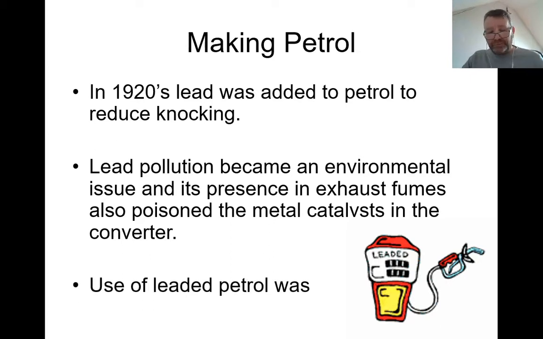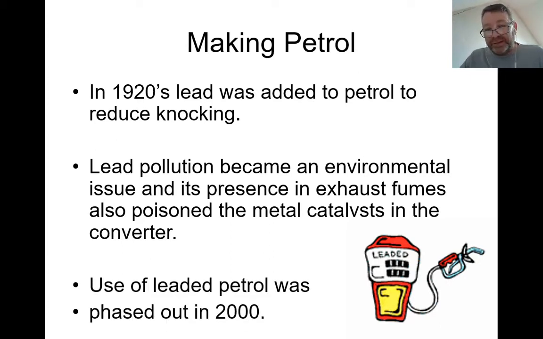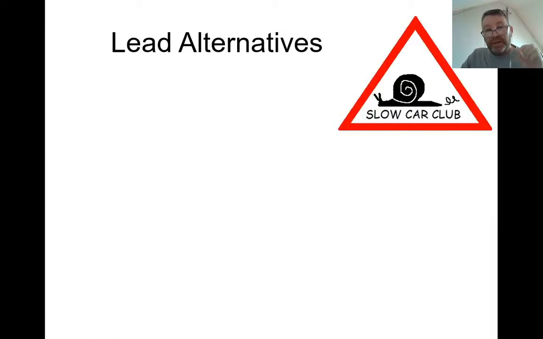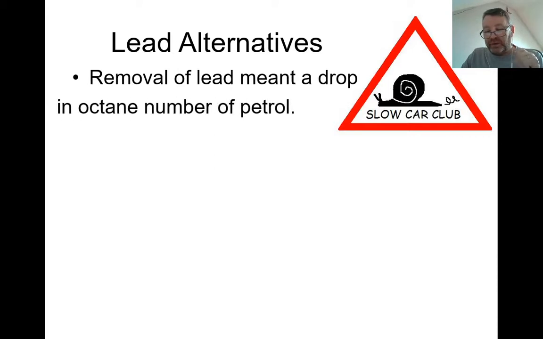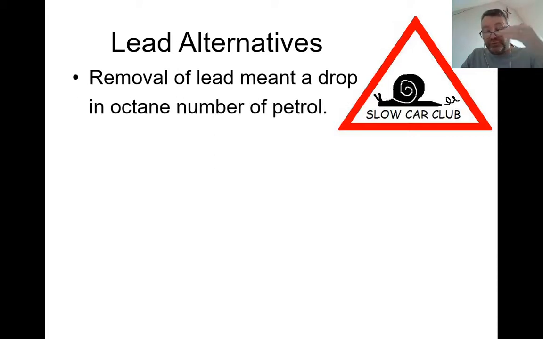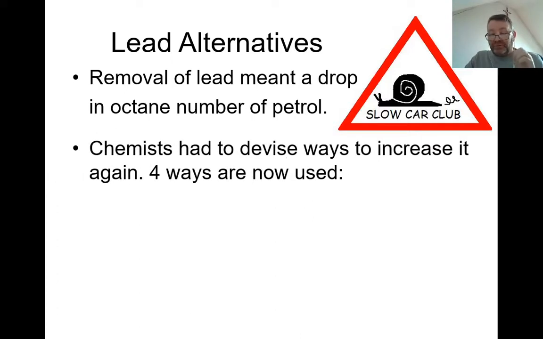The use of leaded petrol was phased out in the year 2000. So from 1920 to the year 2000, petrol contained lead. Okay. Now, what did they do? They took out the lead, and then they had to go back and scratch their chins and say, okay, now the petrol is knocking again. So what do we add in? The alternatives to lead were as follows. First of all, when they took out the lead, they realised that the drop in octane number of the petrol meant knocking began again. Okay, chemists had to devise ways to increase it, and there were 4 ways that were now used.